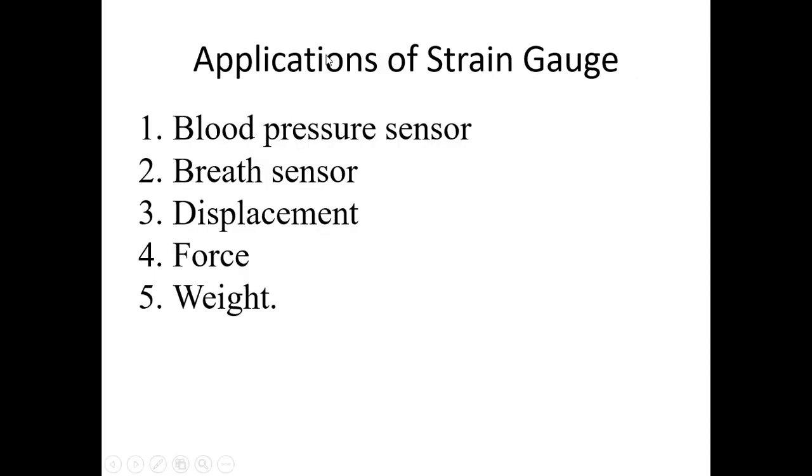Now there are many applications for the strain gauge in the practical field, and one such application is the blood pressure sensor. In a blood pressure sensor, the minute changes which happen in the blood vessels can be easily measured by using the strain gauge. In the same way, you can also use the strain gauge for a breath sensor. It can be used for displacement sensors, force sensors, weight sensors, etc. So there are many practical applications for the strain gauge.